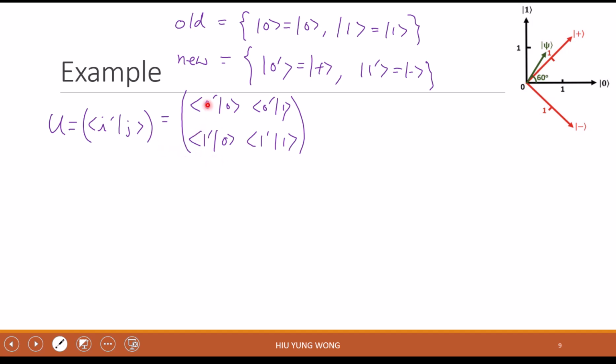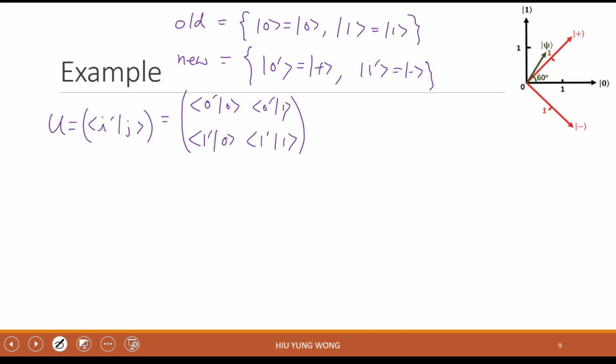The bra is always the new basis. The ket is the old basis. But which one to put depends on the row. For the bra, you put the row, right? The bra value is determined by the row: 0, you have 0, 0, and then 1, 1. But for the ket, it's the column: 0, 0, 1, 1.